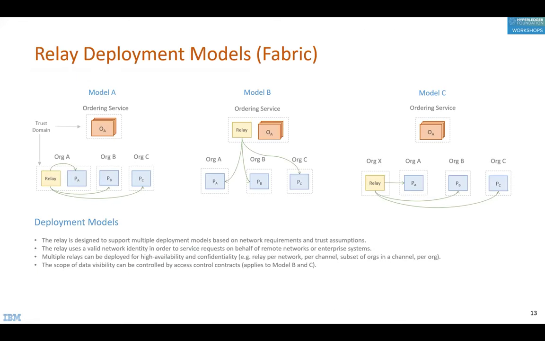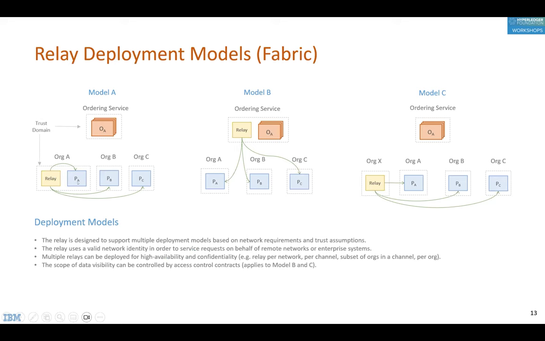In Fabric, the relays can be deployed in different modes, as you can see here. It doesn't actually matter, because the relays are not trusted for either integrity or confidentiality. They are trusted to some extent for availability, because you need a relay to be available and to communicate information between any two different networks. But other than that, because you don't trust it for confidentiality or integrity, a relay can be owned by a single organization.